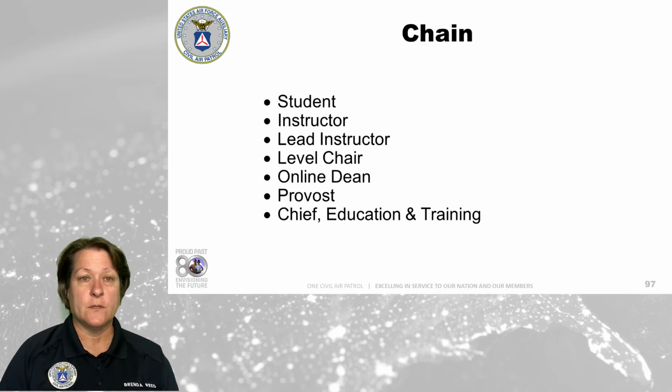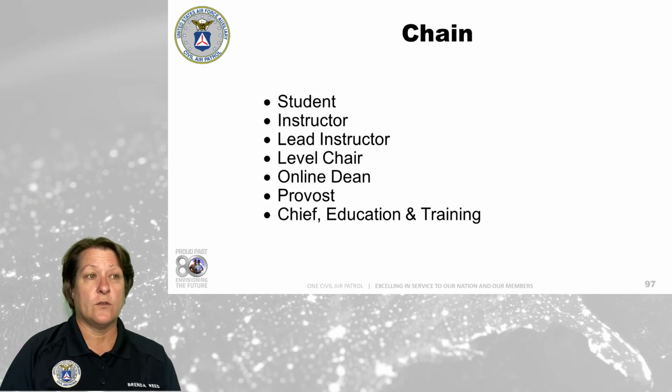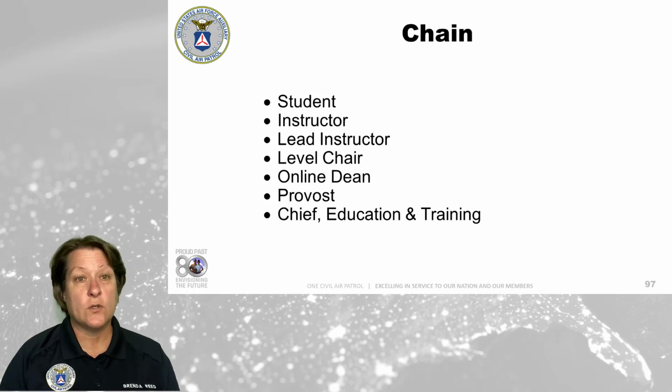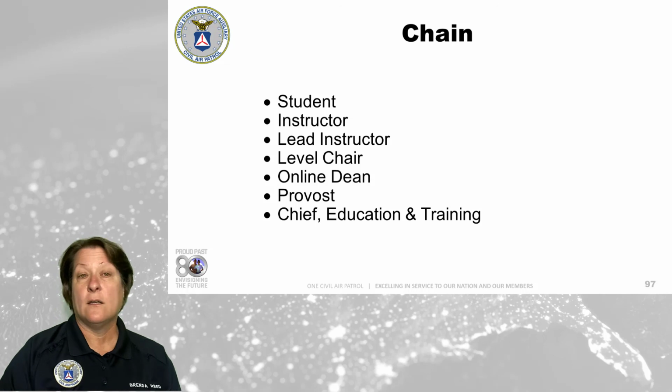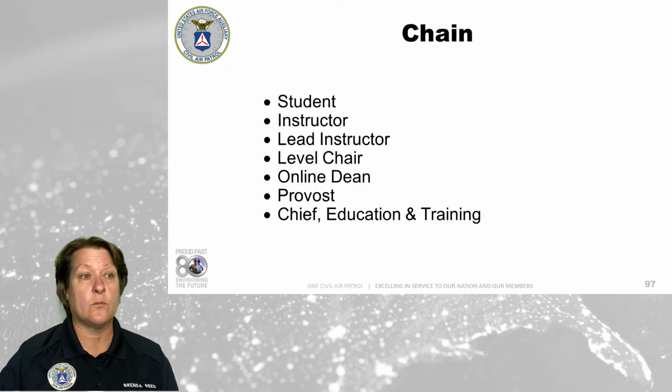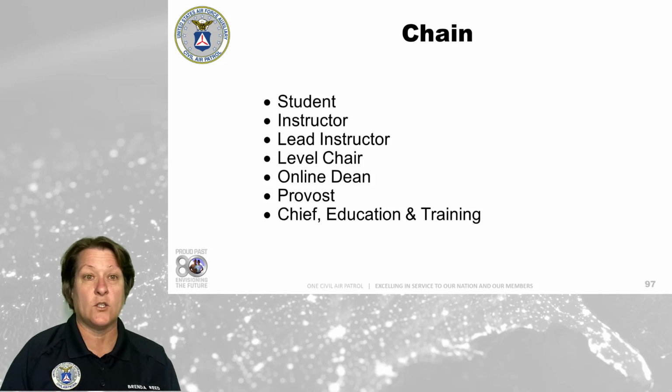If you have problems, there is a chain. It's not a chain of command, but it is definitely a chain that you should work through to get your problem resolved. Remember, you always start at the lowest level and go up from there. The student goes to the instructor. If there's several instructors in the cohort, then that instructor should go to the lead instructor. The lead instructor goes to the level chair, who goes to the online dean. And then when it comes to me, if I can't resolve it, then I go to the provost, or the provost goes to the chief, and we'll get you the answer.